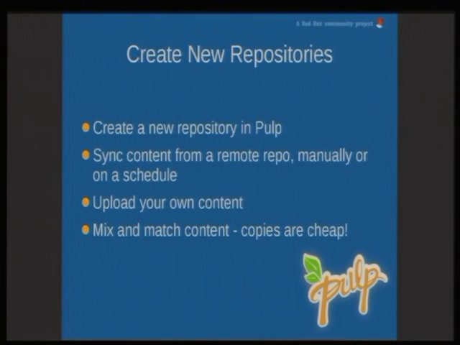At the point when the content is in Pulp, you can move it around. You can copy one repository to another repository. And the main cool feature about that is the copies are cheap. For example, you can have hundreds of repositories, and in each repository, the same RPM. At this point, there will be only one record in the database and a bunch of symlinks that point to the storage path of this content unit.